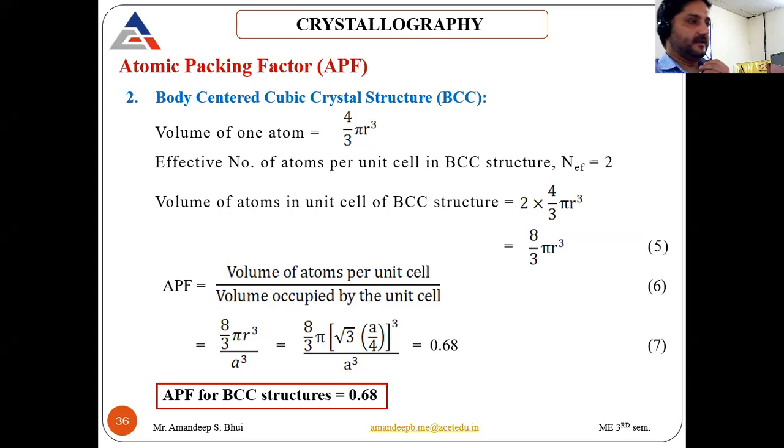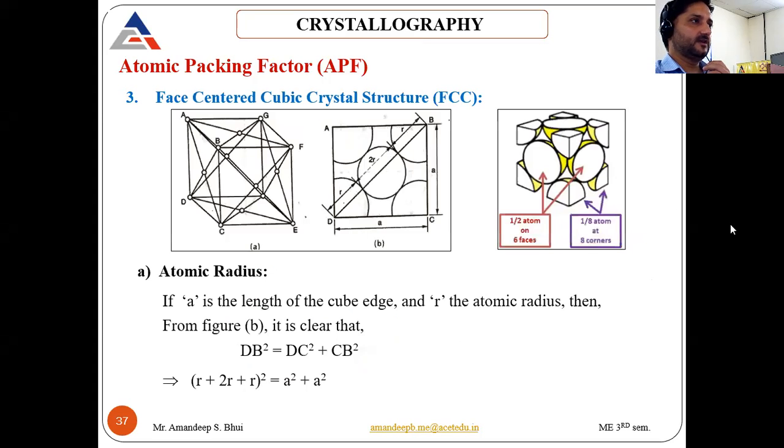So this was how we calculate the atomic packing factor for the BCC structure. Next, we will look into the evaluation of the atomic packing factor for the face-centered cubic crystal structure. So in the face-centered cubic structure, you can see this diagram on the right hand side. We have 1 upon 8 atoms at the 8 corners of the unit cell, and we have 1 by 2 atoms on the 6 faces of the unit cell.